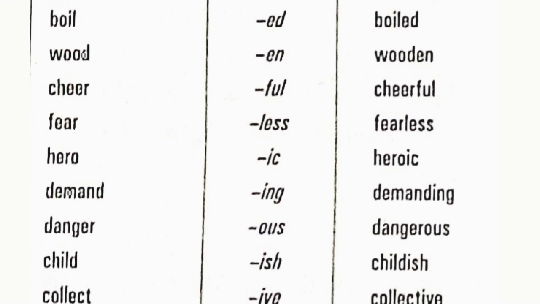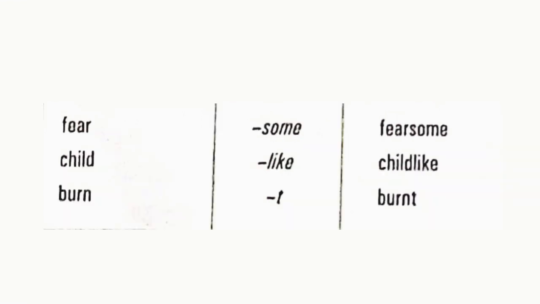Wood, wooden. Next is cheerful by adding full. Fearless by adding less. Heroic by adding ic. Demanding by adding ing. Next is dangerous by adding ous. It is similar to what we have done earlier, courage, courageous. Next is childish by adding ish and collective with ive. Fearsome by adding some. Childlike by adding like, and burnt by adding t.